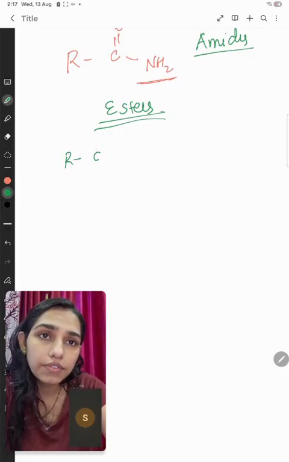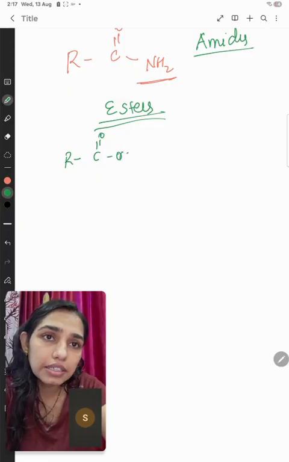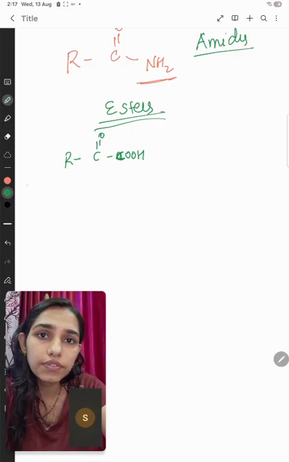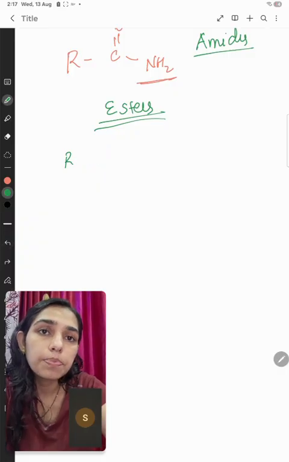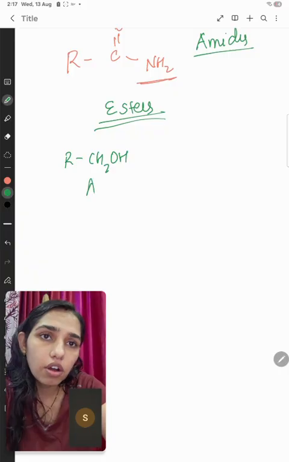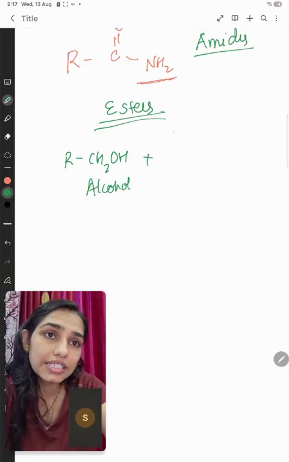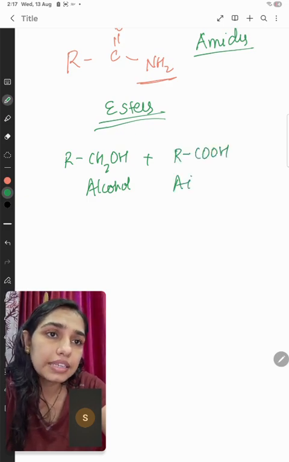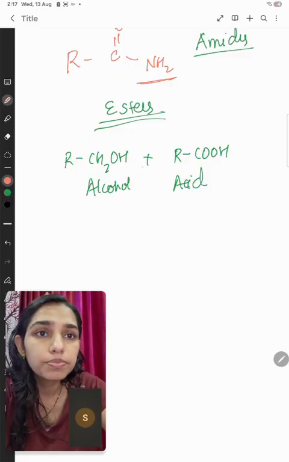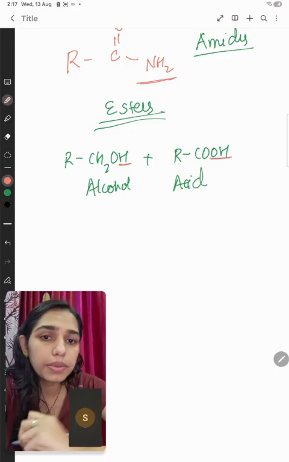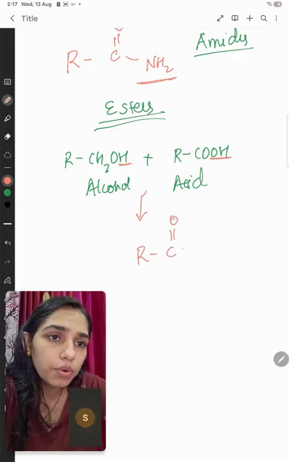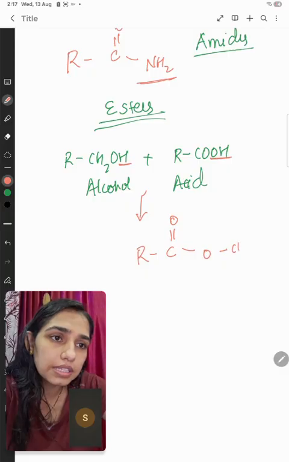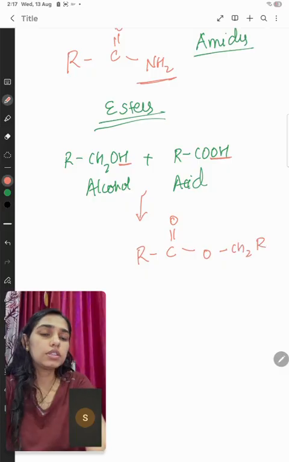Quickly, let's recall. Whenever an alcohol, this is an alcohol group, is reacting with an acid, RCOOH, there is a removal of a water molecule. Let's say H from here and OH from here. And what is the final product? The final product formed is RC double bond O, O, CH2, R. So this type of compound.